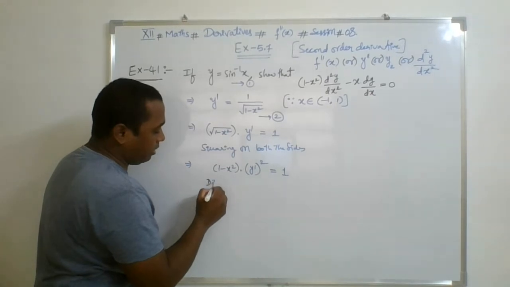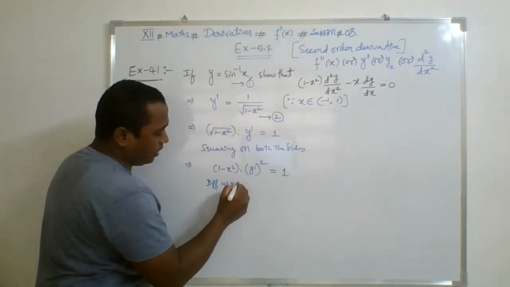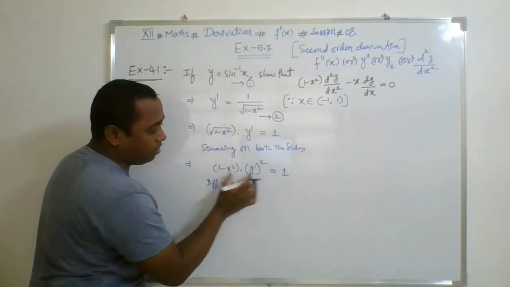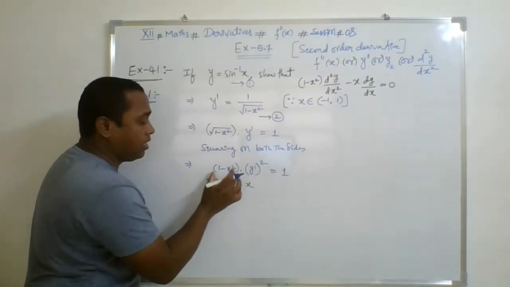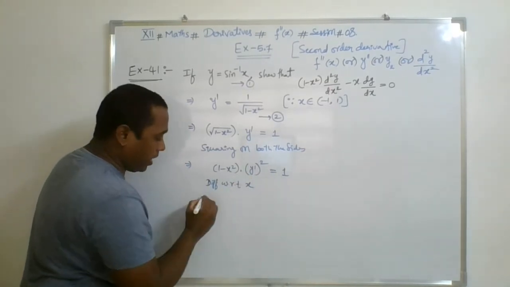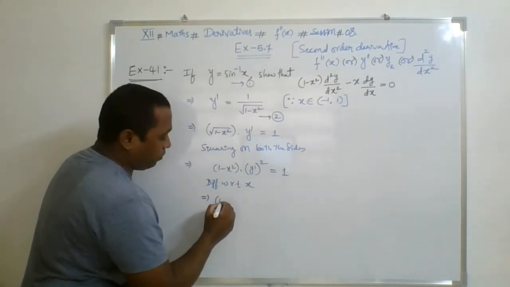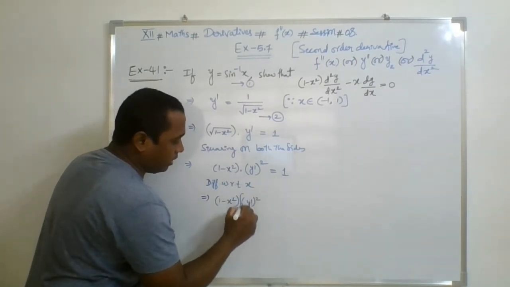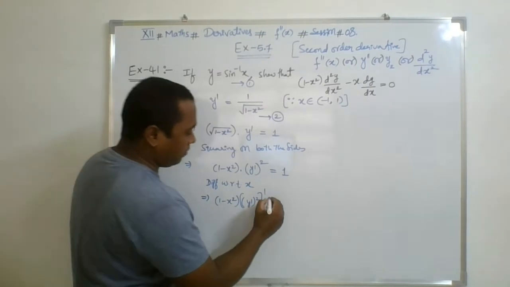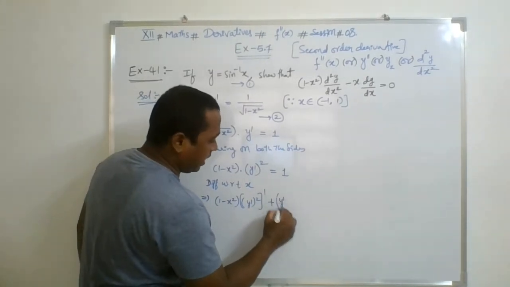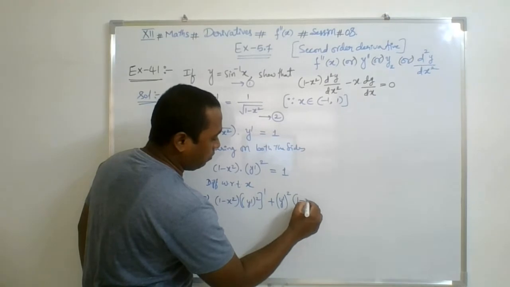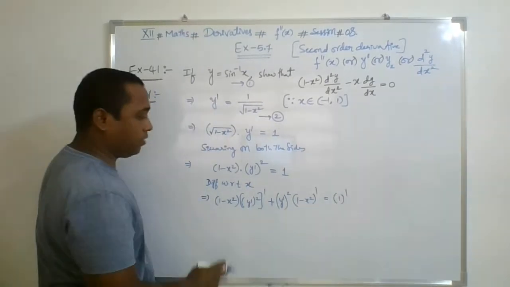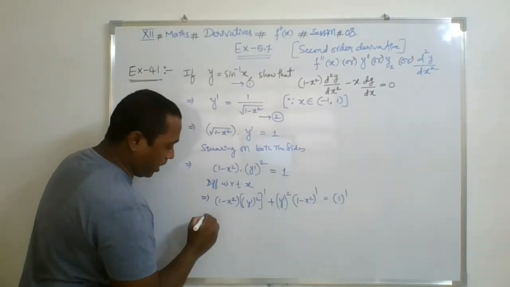So I am writing, differentiate with respect to x on both the sides. Ultimately it is in the form of u into v, that is the product rule I need to apply. So I am applying that only. 1 minus x square into the derivative of y dash square, plus y dash square into the derivative of 1 minus x square, and the derivative of 1. This is the derivative concept where you need to apply the rule.